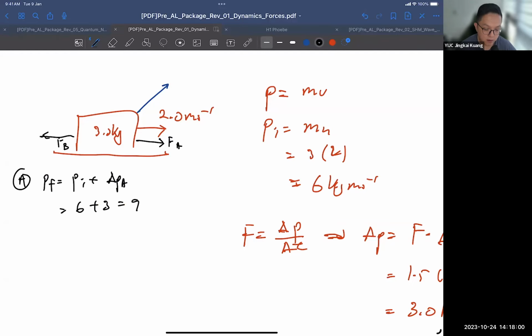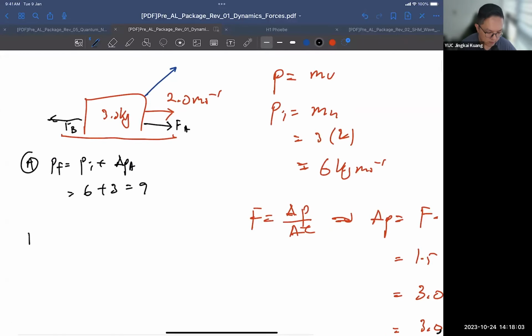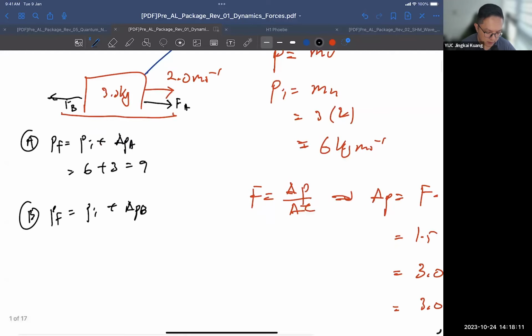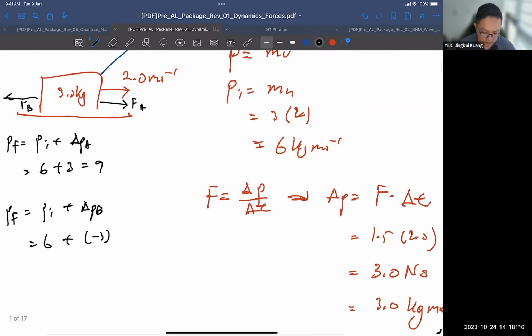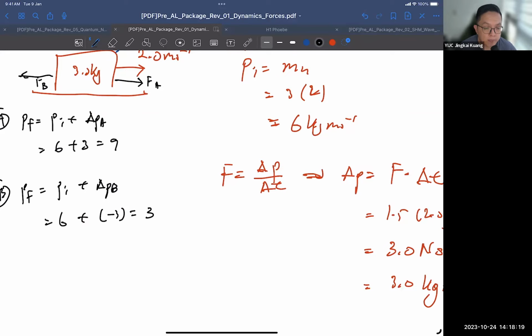I get 9. Then if I do it for B, PF equals PI plus delta PB. So it's 6 plus negative 3 now. Check values. Negative 3. So this is 3. Note that this is the momentum, so I need to divide by the mass to find the velocity. If I find the final velocity, this will be 9 over 3 kg. So this one I get 3.0 meters per second.